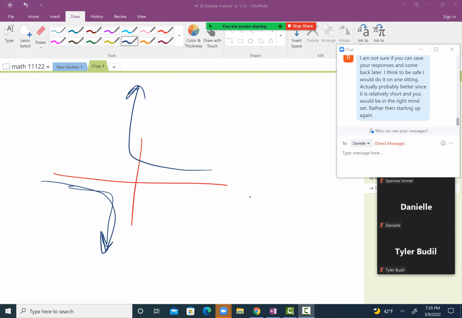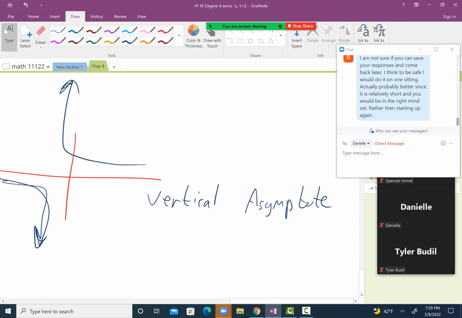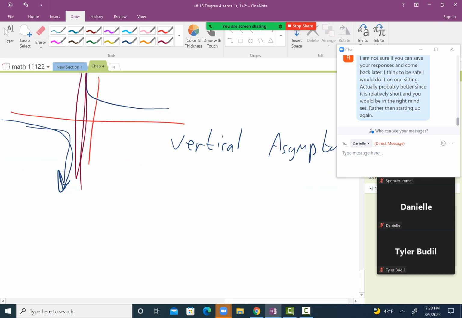Spencer was saying, this is what we would call a vertical asymptote. So a vertical asymptote would be right in here someplace, where those two lines bend. Anytime you have a bending or curving action there, that's where you're going to have what we would call a vertical asymptote.